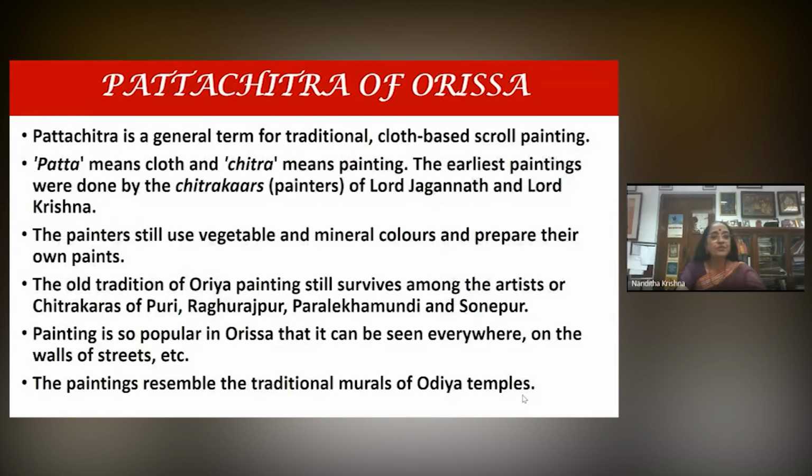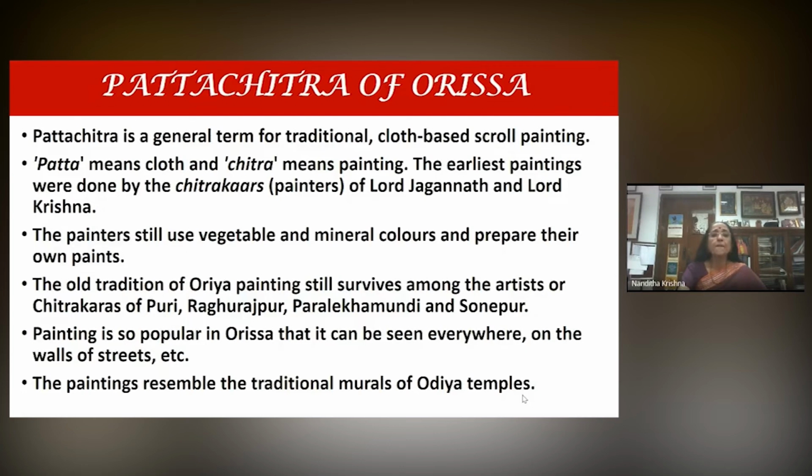Then we come to the Patachitra of Orissa. Patachitra is a general term for cloth-based scroll paintings, and the earliest paintings were done by Chitrakars of Lord Jagannath and Lord Krishna. The painters still use vegetable and mineral colors, and this old tradition of Oriya painting still survives among the artists or Chitrakars of Puri, Raghurajpur, Paralekha, Mundi, and Sonepur.